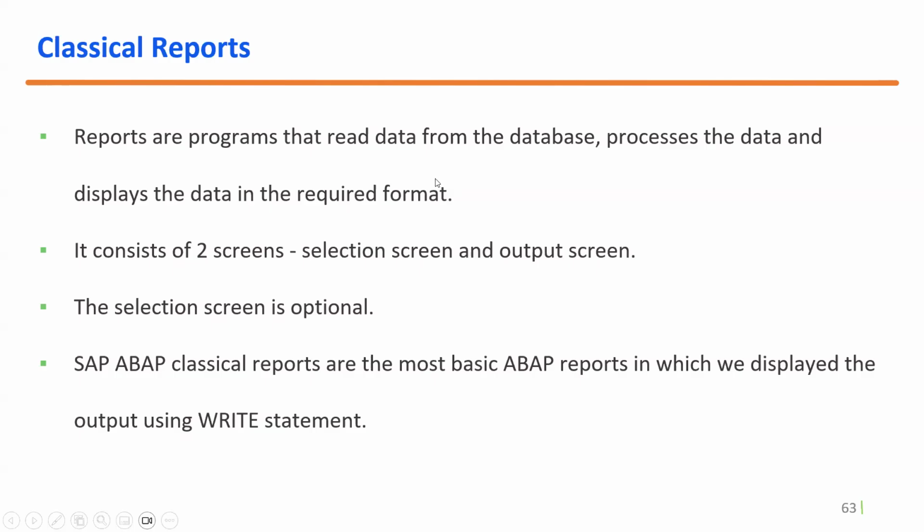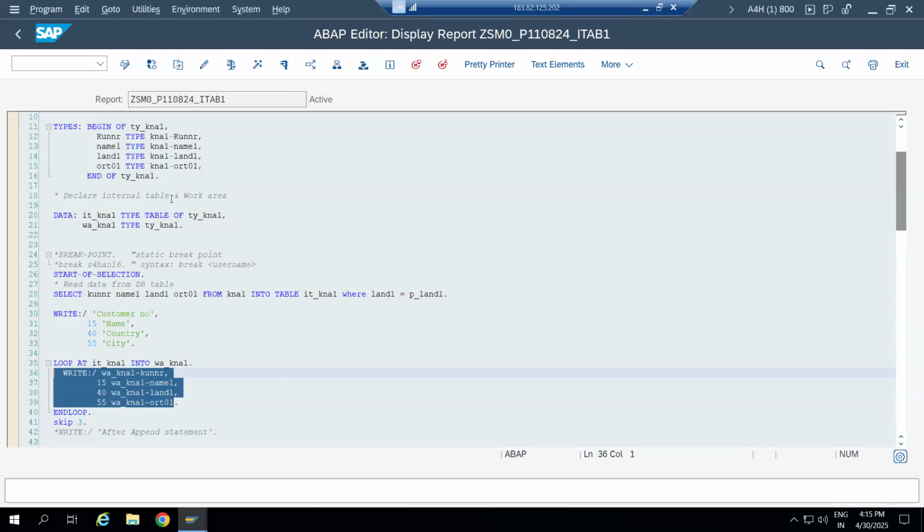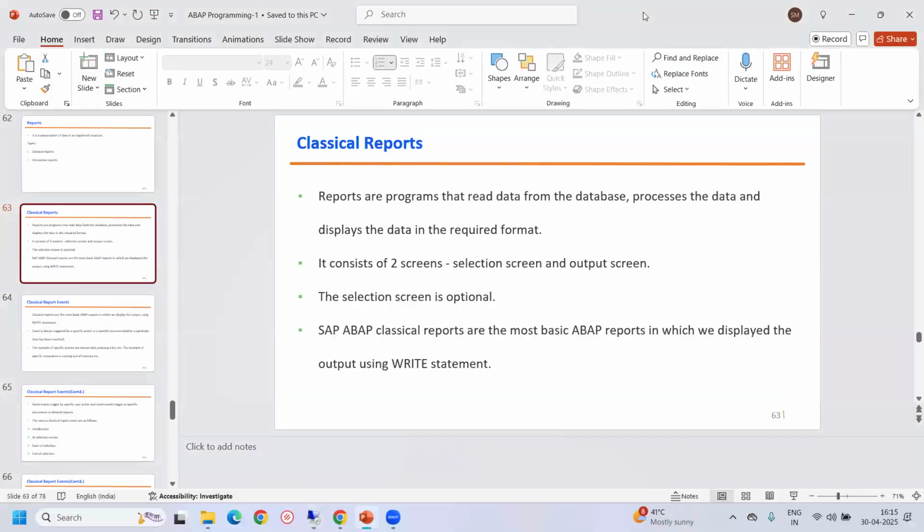And then we display the data in the required format. Required format means, suppose the user wants to see the data in a grid format, then we need to display it in the grid format. If the user wants to see the data in list format, we can display it in the list format. Or if they don't have any specific requirement, then we write it with a simple write statement, as we have seen in this example. These types of reports we call classical reports.